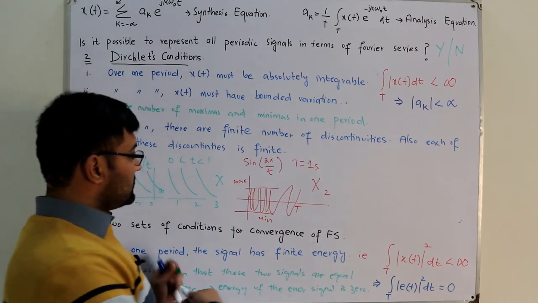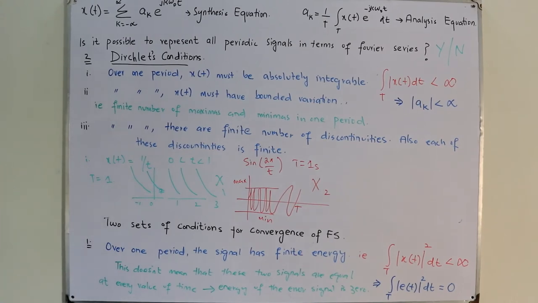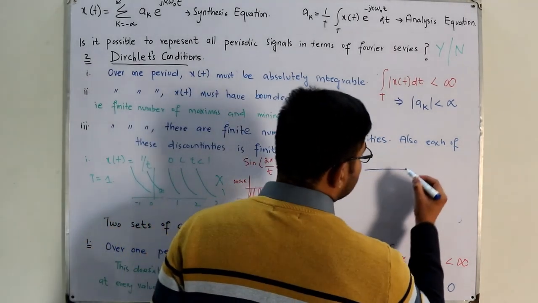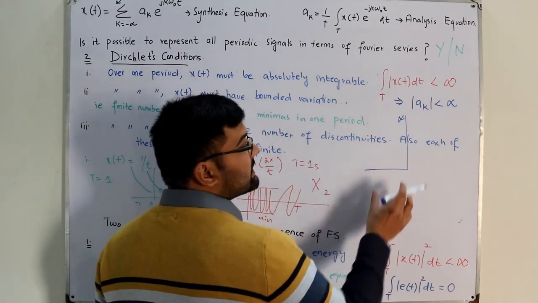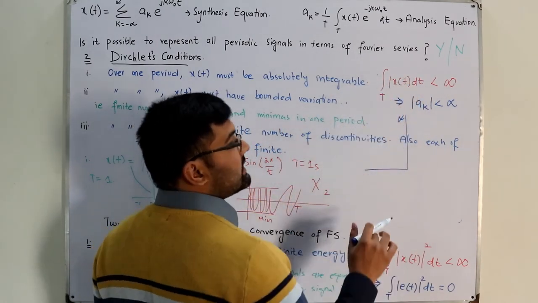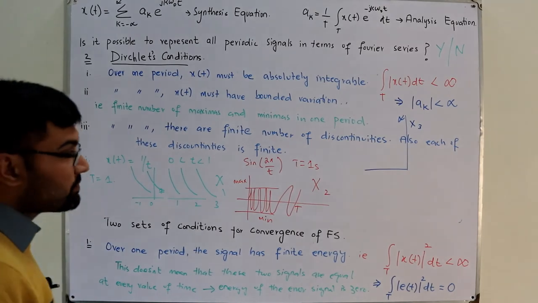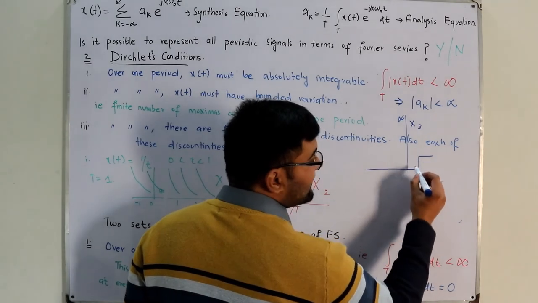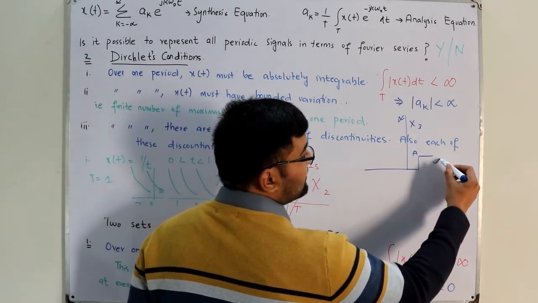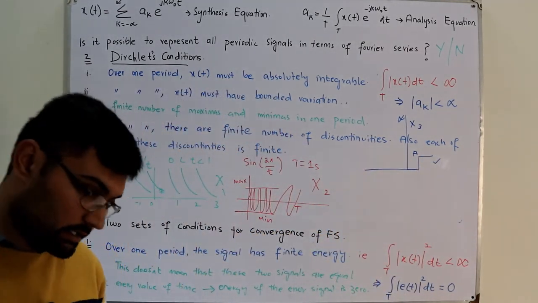The third point is that there are a finite number of discontinuities. Also, each of these discontinuities must be finite. So if you have a signal like this, it's zero and directly it jumps to infinity, a very large value. So it has a discontinuity that is very large. This does not have a Fourier series because it does not satisfy condition number three. But if you have it zero, a discontinuity occurs and it jumps to a finite value, let's say A, now this has a Fourier series representation, because this is a finite discontinuity.